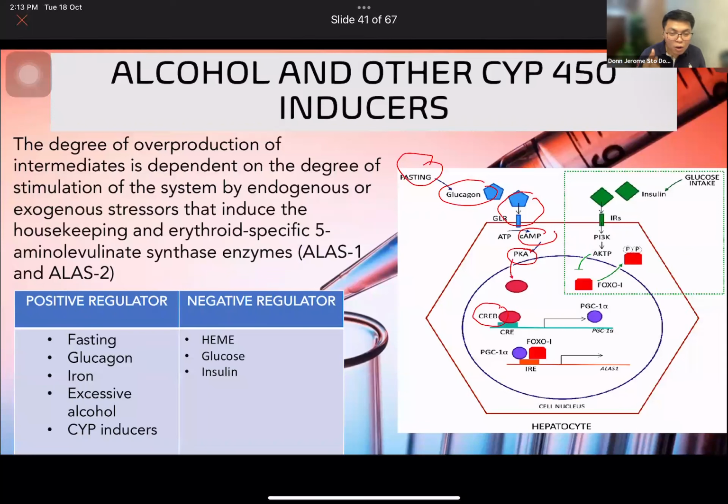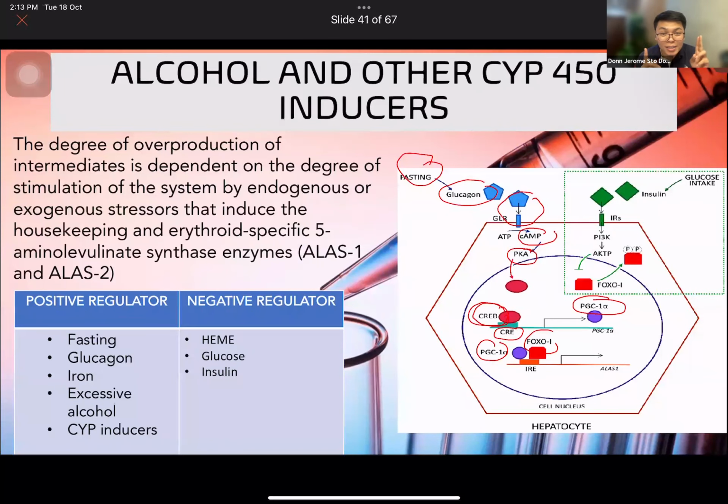So the effect of protein kinase A is the formation of CREB, or the cAMP response element binding protein, that will bind to the cAMP response element. Binding of the two would form another transcription factor. That transcription factor is PGC1 alpha. PGC1 alpha, together with another transcription factor, FOXO1, or forkhead box protein 1, are transcription factors.